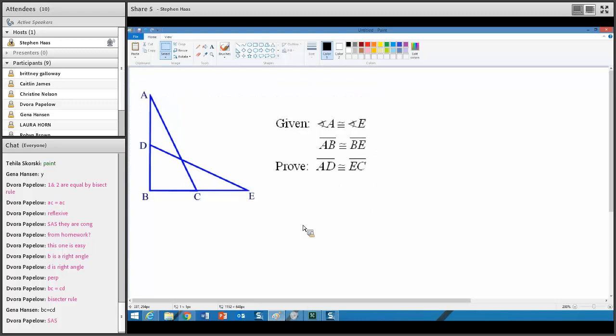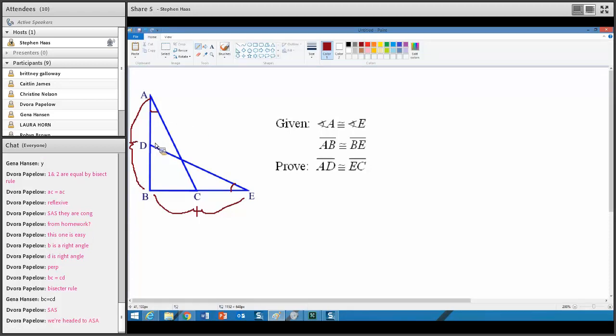We've got angle A equals angle E. And by the way, I haven't touched these, so honestly I have no idea how to do them to start with, but let's figure them out together. Angle A equals angle E. AB is congruent to BE. So that's this whole side and this whole side. Prove AD is equal to EC. So they want this side and this side.